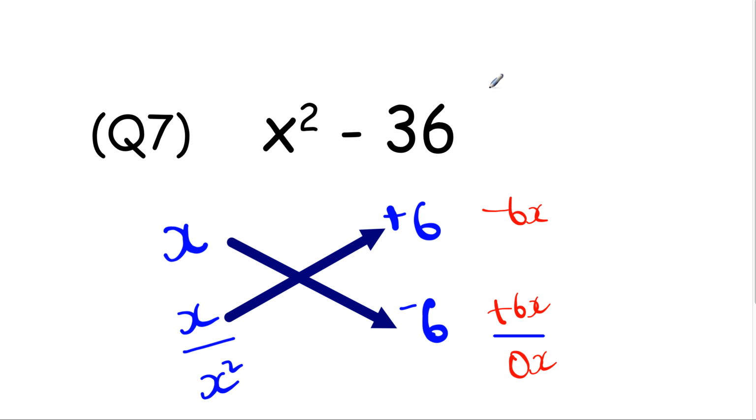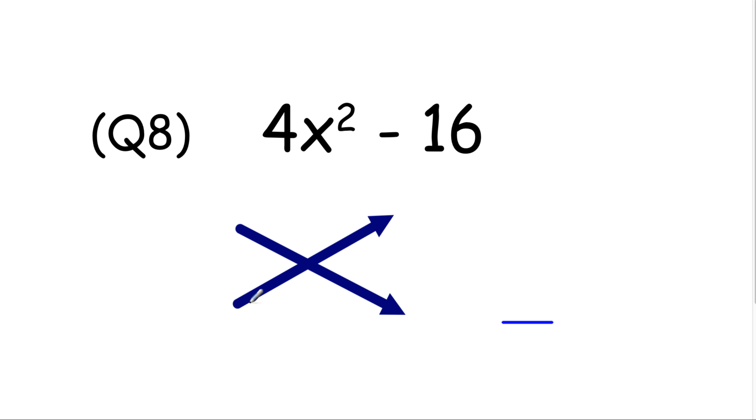And you've got 0 x's. It's another case of difference of two squares, so that's going to factorize to give these two as their factors. Now let's try this one.